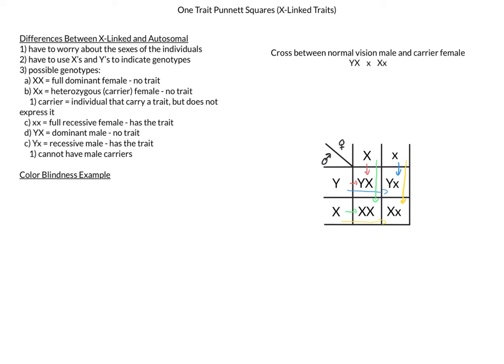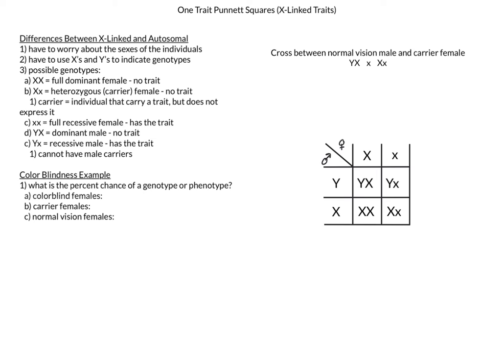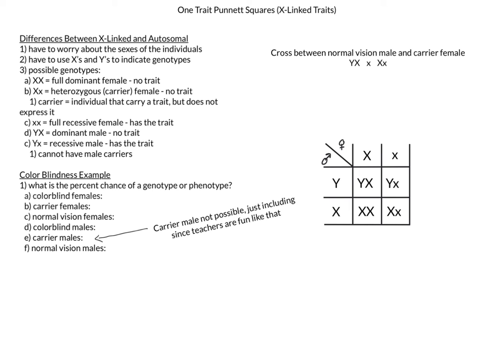At this point, we have technically completed the Punnett square, but there are normally a set of questions associated with them. The most common question is simply, what is the percent chance that a certain genotype or phenotype is seen? So let's go ahead and calculate all of them. Let's make a quick list. We could have colorblind females, carrier females, and normal vision females. We could also have colorblind males, carrier males, and normal vision males. As mentioned above, a carrier male is not possible. However, they're often included in the calculations because teachers are fun like that. Luckily, we can just go ahead and make it a 0% right away.